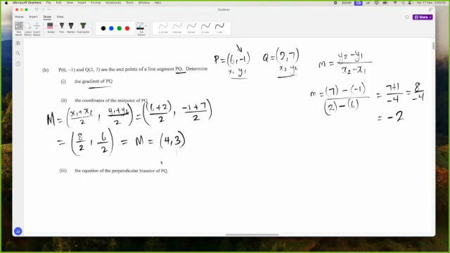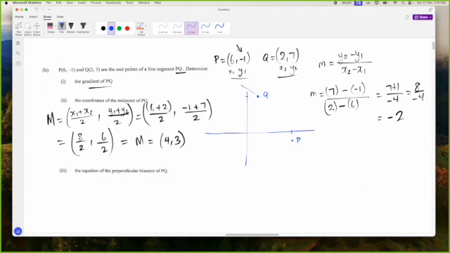So there's your midpoint. All right. The equation of the perpendicular. So that means the line PQ. Let me just draw a little sketch right here. We have 6 on the X and minus 1 on the Y. So that is P. And we have 2 on the X and 7 on the Y. So that is somewhere up here. So that is about Q.